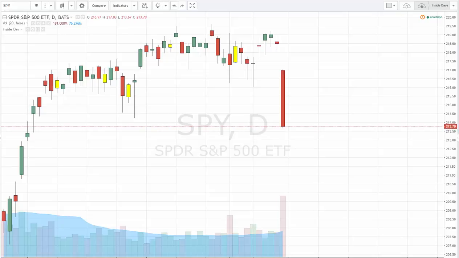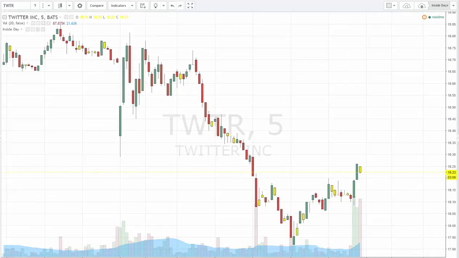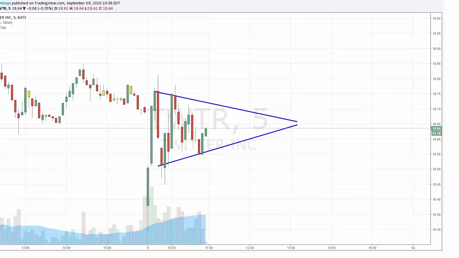So we're going to start off by looking at Twitter's 5-minute chart. So this is the general unedited chart, and before we get into the patterns on this, I want to show you what we saw early in the day. Let me load that for you. This is what we were looking at.